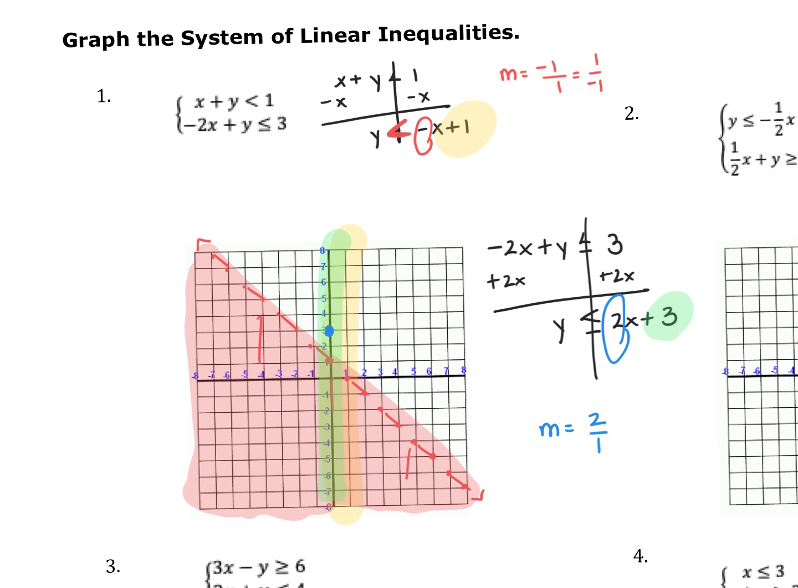Sorry about that. So I'm going to go up 2 to the right 1. And if I can't go up and to the right, I'm going to go down 2 and to the left 1. Just like they were both positive, now they're both negative. So down 2 to the left 1.